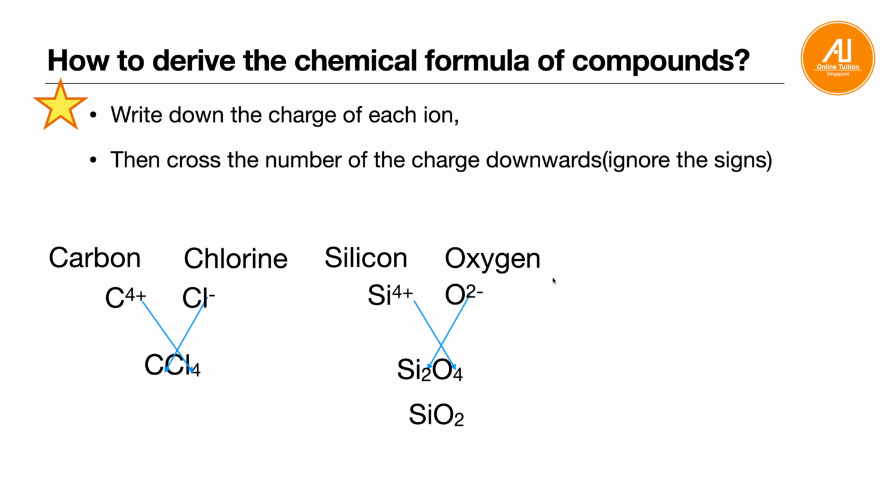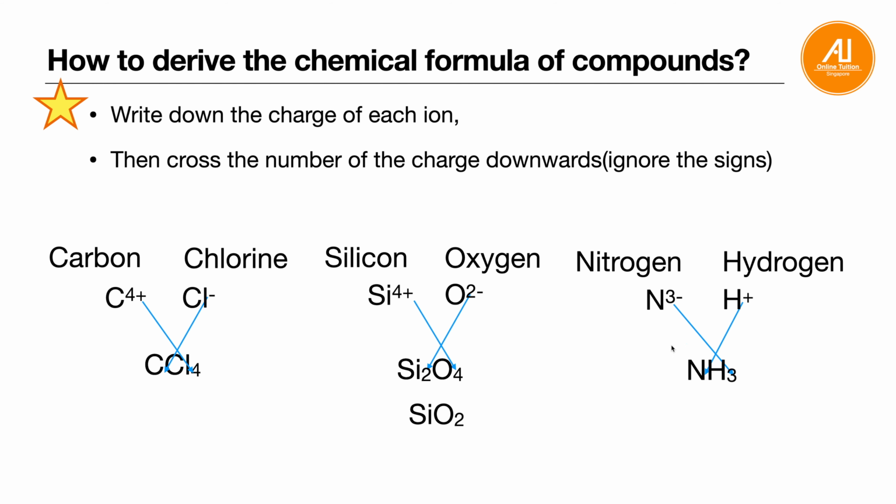Okay, last example, nitrogen and hydrogen. Nitrogen is group 5, so it's 3-. Hydrogen group 1 will be +1. When you combine them, you get NH. Then when you cross the number down, it's 1, then this 3. So your final formula is NH3.